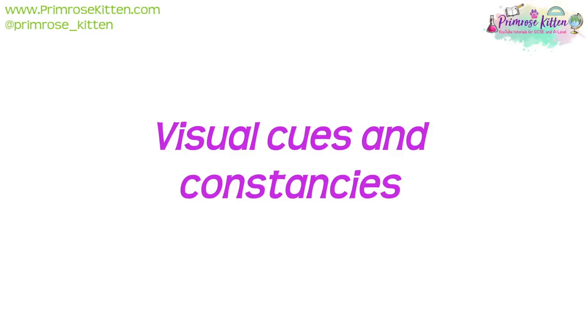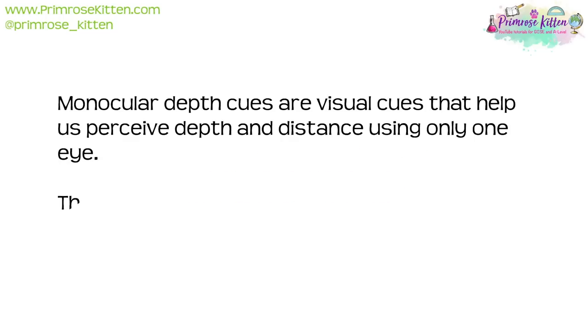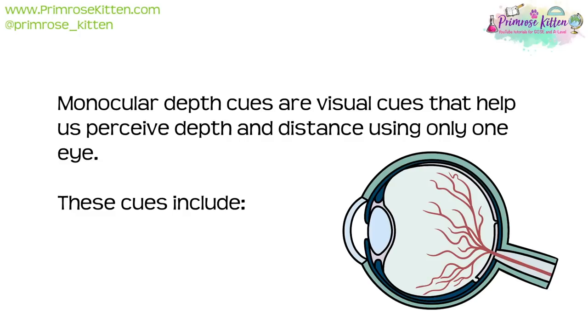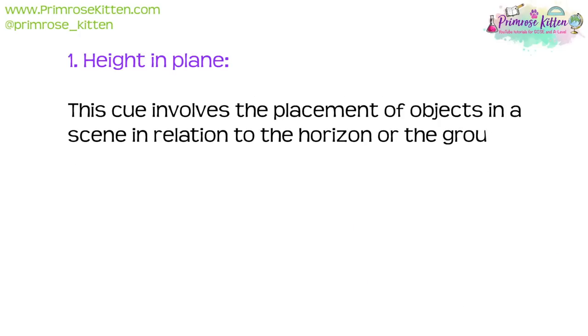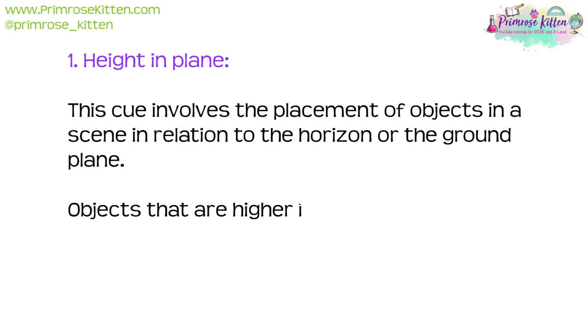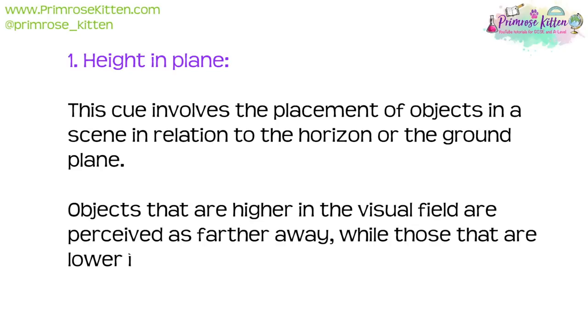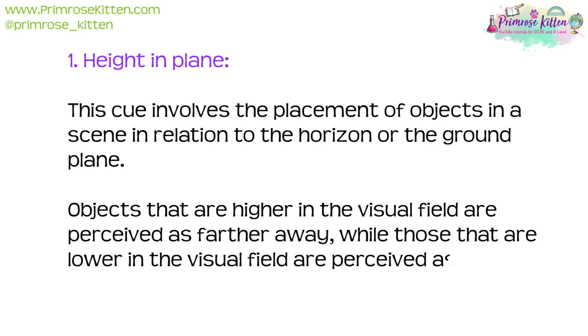Visual cues and constancies. Monocular depth cues are visual cues that help us perceive depth and distance using only one eye. These cues include height in plane. This cue involves the placement of objects in a scene in relation to the horizon or ground plane. Objects that are higher in the visual field are perceived as farther away, while those that are lower in the visual field are perceived as closer.